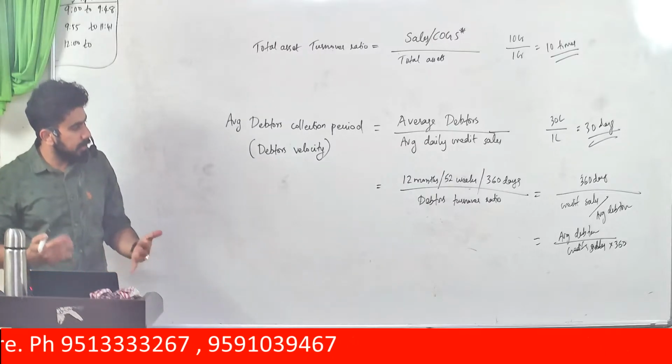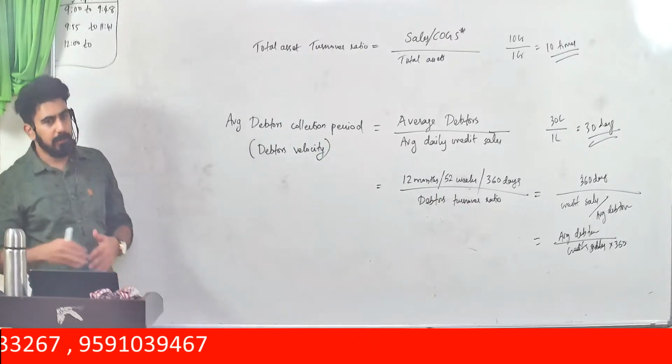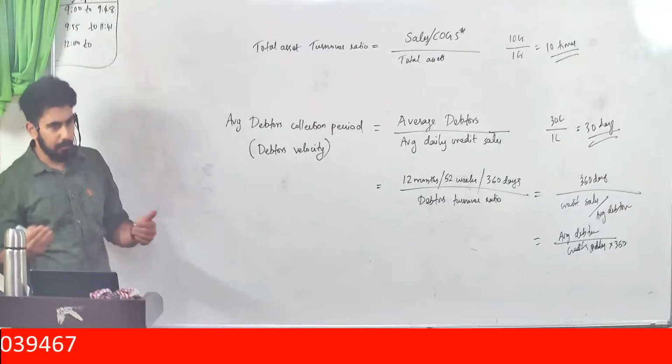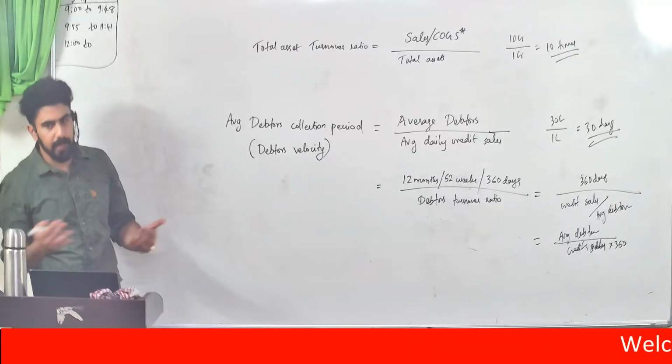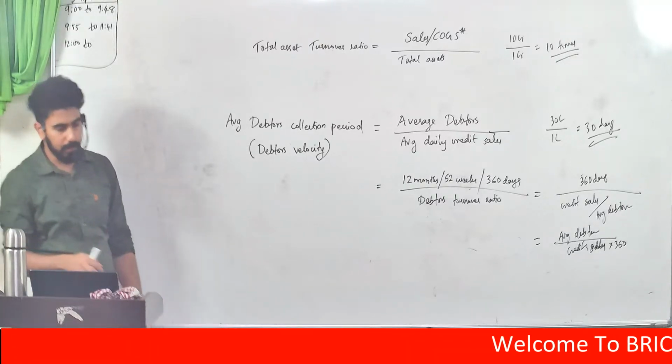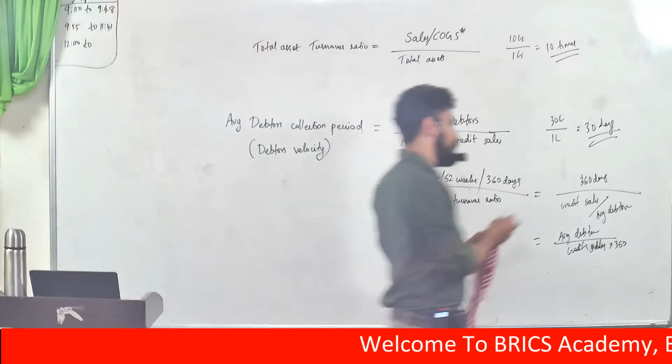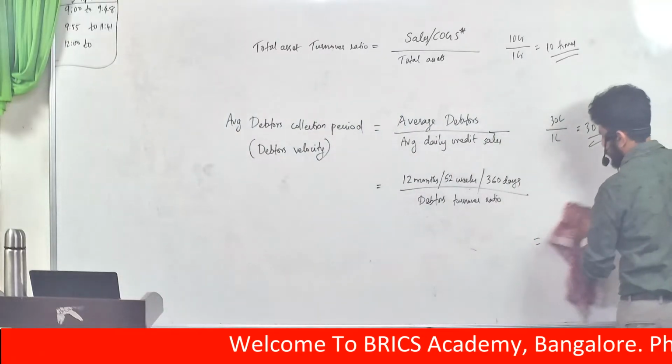360 days or 12 months or 52 weeks, depending upon the scenario. If they give the days, use 360. If they give months, you use 12 months. If they give weeks, take 52 weeks. Okay, 360 or 365, it's okay, no problem.